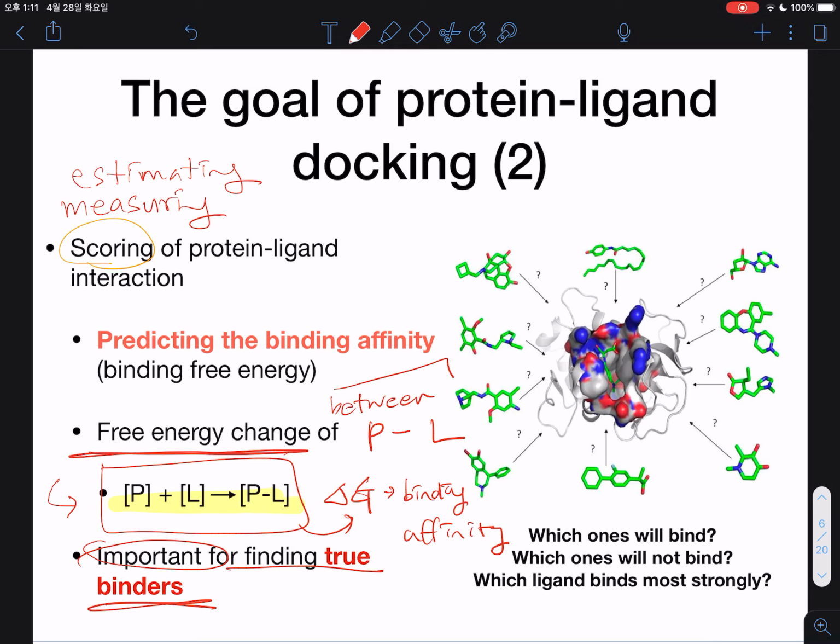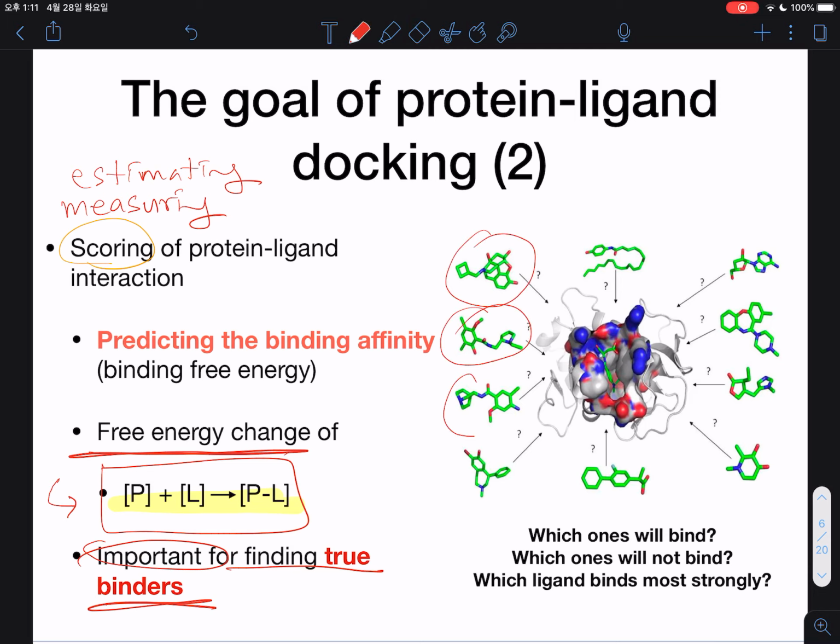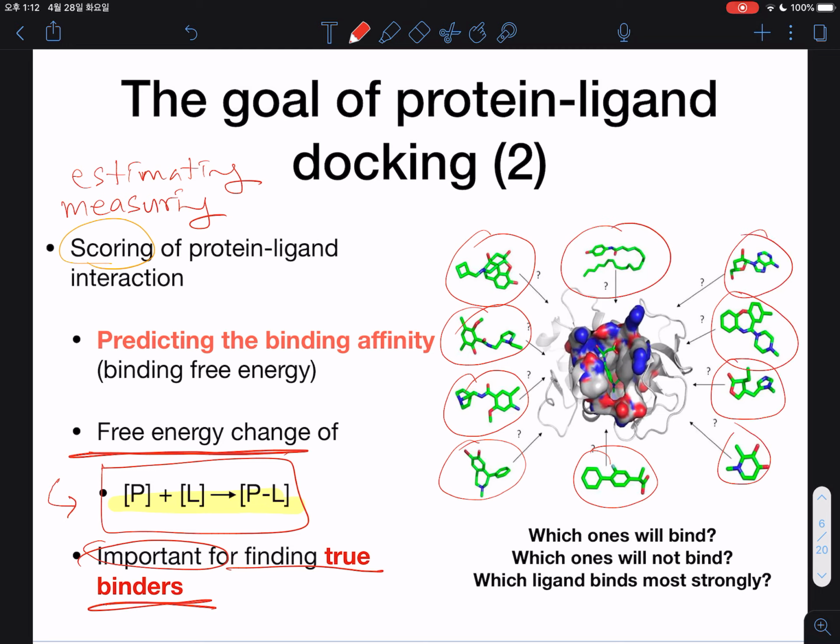So which means that, let's think about the example on the right side. There are many possible ligands that can bind to this protein, but we don't know which one will actually bind. Before we do an experiment, we don't know whether this ligand will bind or not.